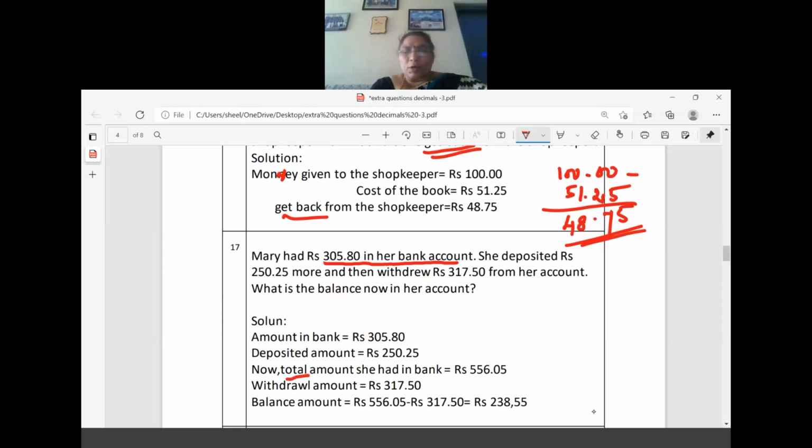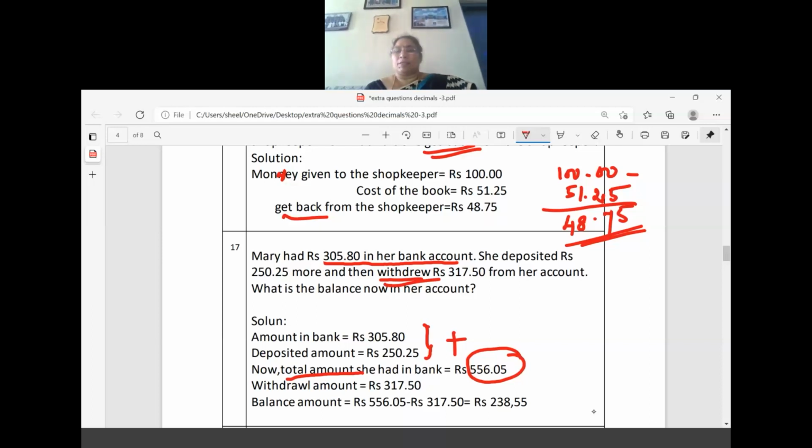So now what is the total amount? We should add these two, right? So now she is having rupees 556.05. From this amount only she withdrew some amount, 317.50. So we have to subtract now.